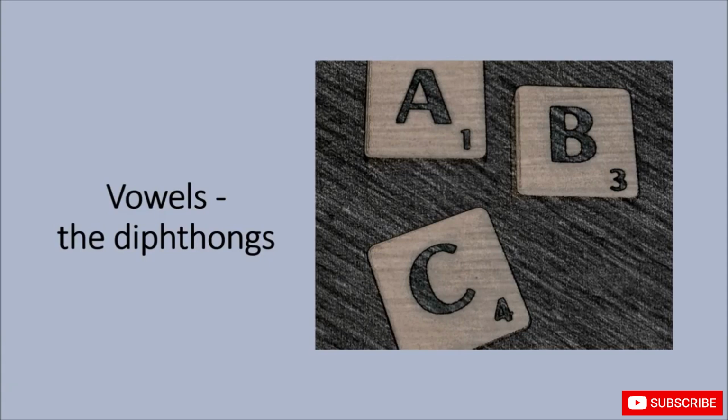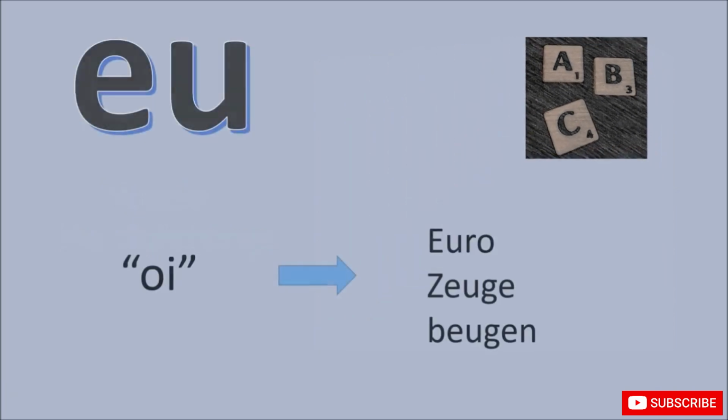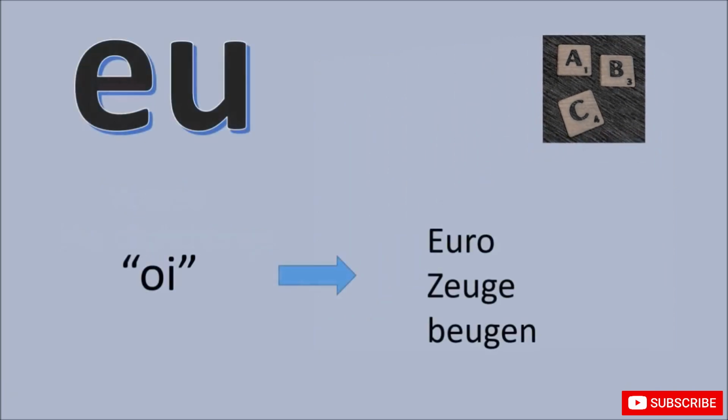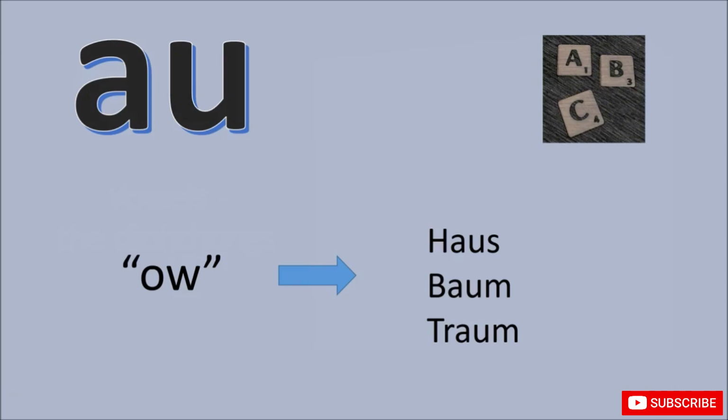Continuing with the vowels, in this video we're looking at the diphthongs, or the two vowels together. And the first vowel combination is EU, which is pronounced oi, just like the English oi. So we have Euro, Zeuge, beugen. The next one is A and U, which is au. Haus, Baum, Traum. Au.